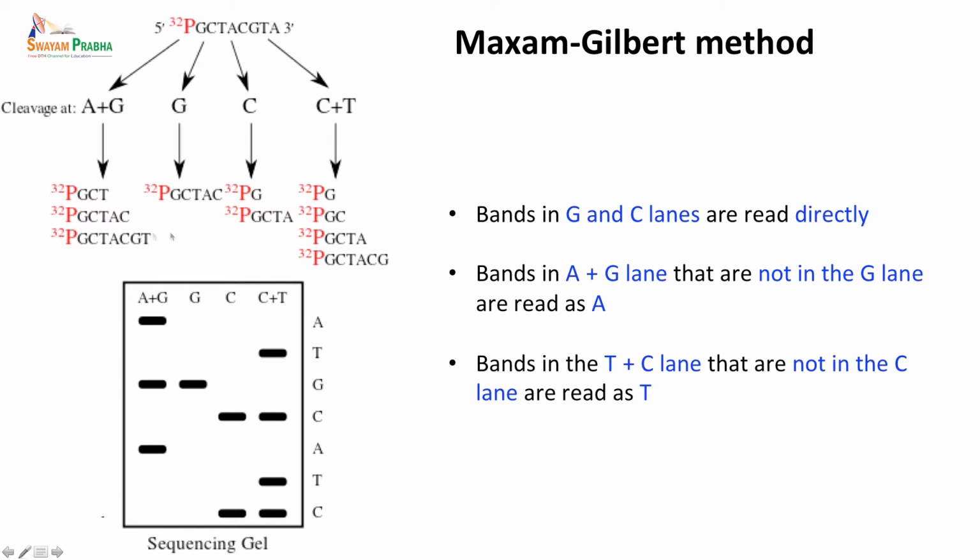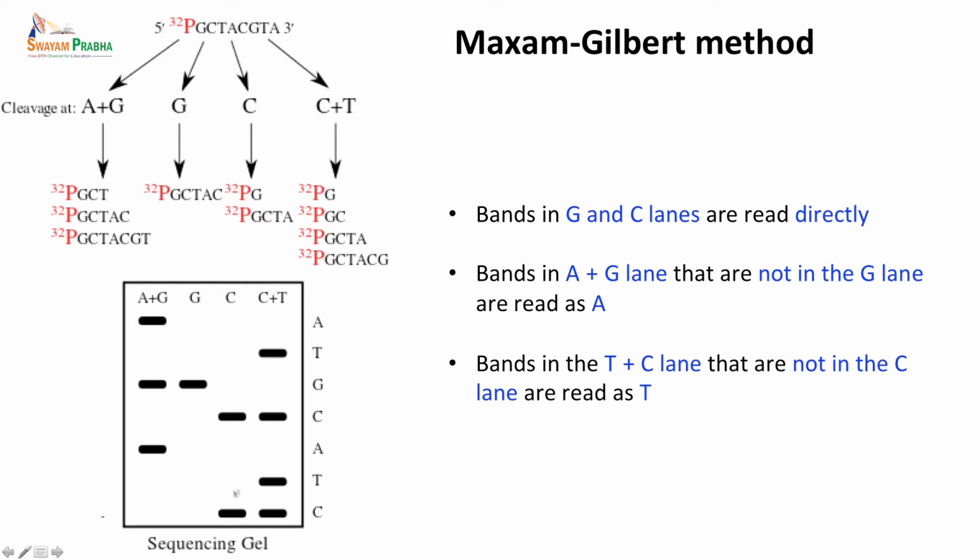So like that, you have this collection of different fragments that are generated in these 4 reactions, and when you run them on the gel, then you will get a pattern. So this reaction is in this lane, this reaction is in this lane, this one in this, and this one in this. So now what will happen is that the fragments will separate based on their sizes.